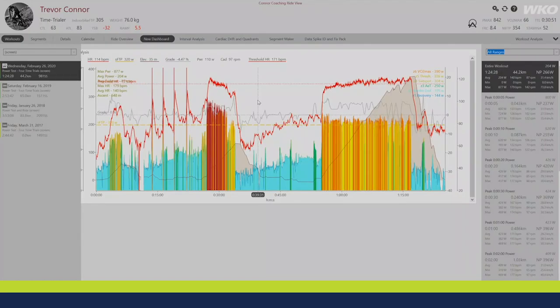So today I am going to talk a little bit about how to use a 20-minute effort to determine your threshold power and your threshold heart rate. I know that's a really popular test to do. There are some pitfalls with it.